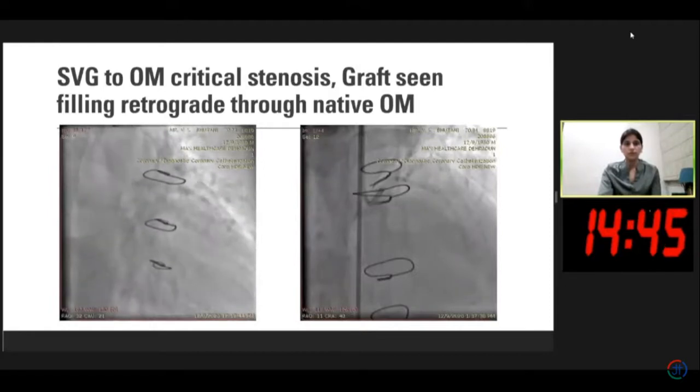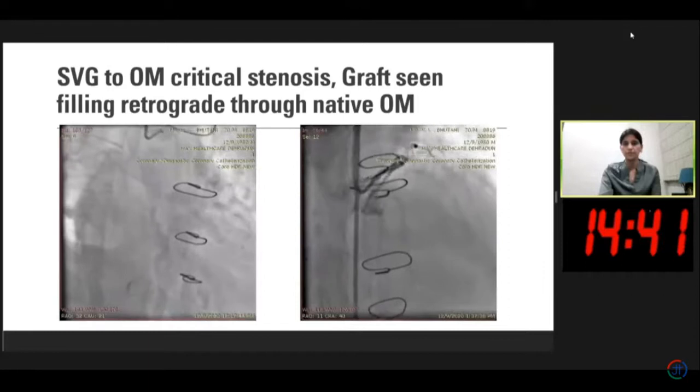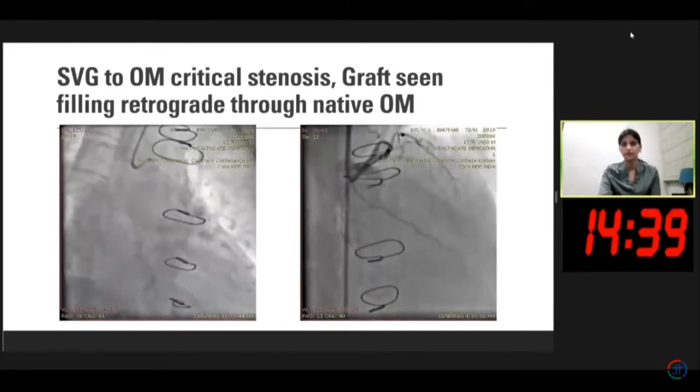So this was the scenario: this graft was going to the OM, and actually we could see that this OM was being filled through the graft. This is the OM to which the graft was anastomosed. And we could see that there was a mild disease.